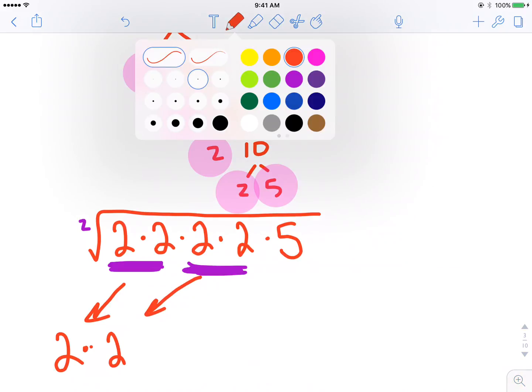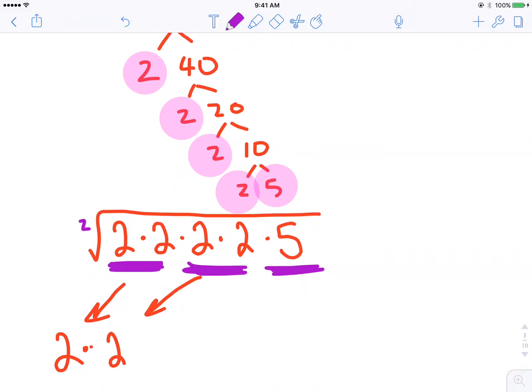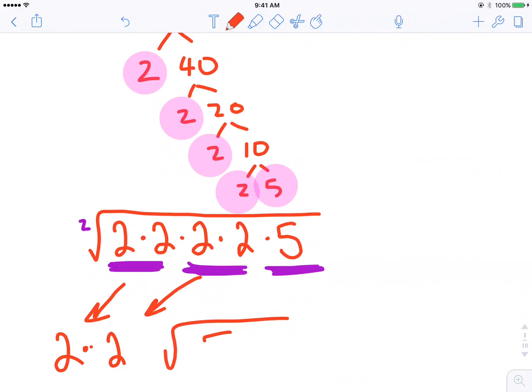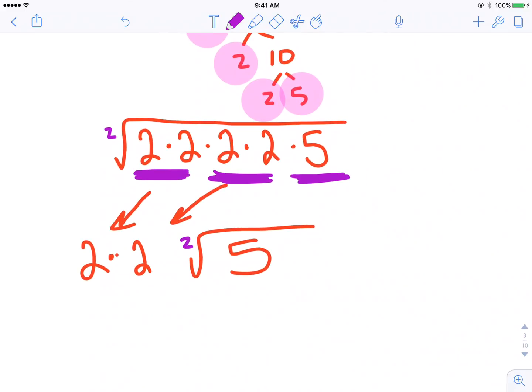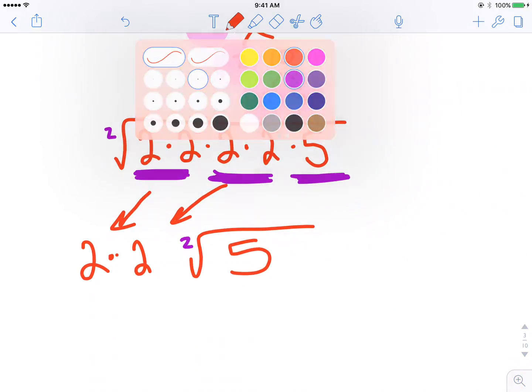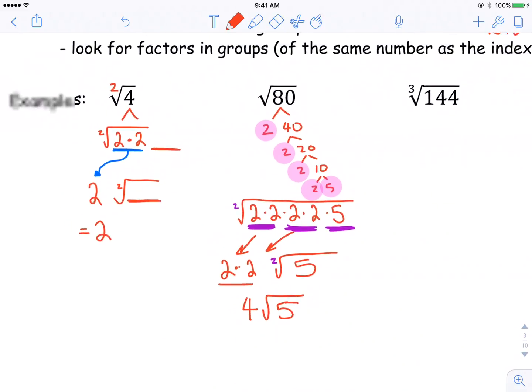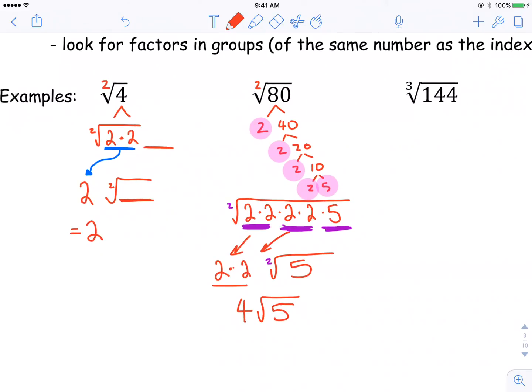This 5, there is no match to it. There's no pair, so it's left over. It stays inside the radical sign as a 5. And, well, this is square root, so there's a 2 here. I just never really have to write it. Now, one step more to simplify this. I just simply go 2 times 2, which is 4. I write down my root 5. So here is our mixed radical for the square root of 80.